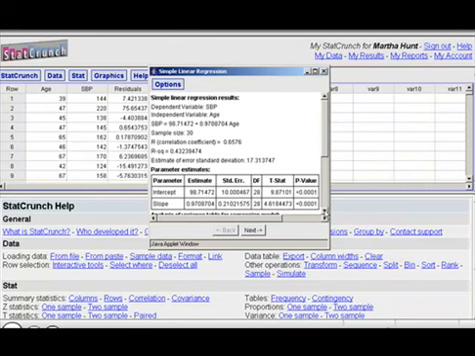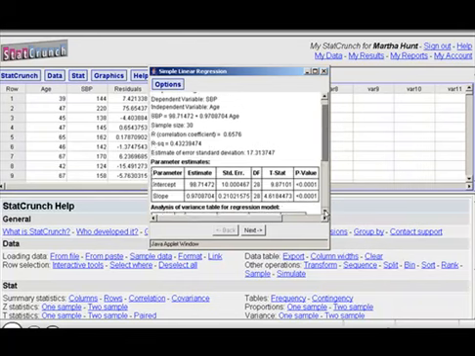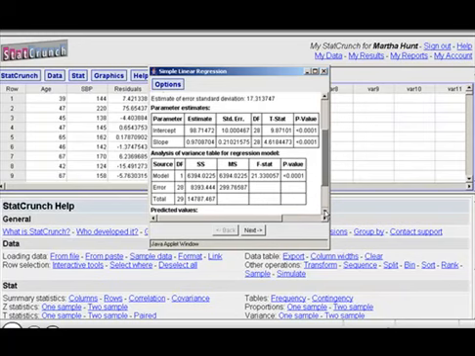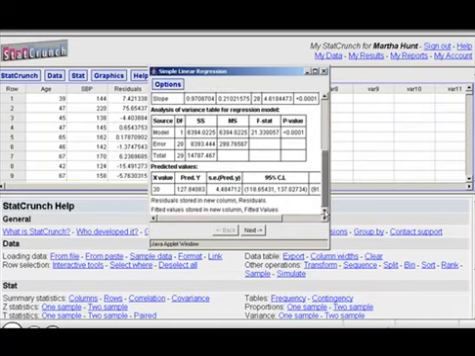Almost all of the rest of this information is not relevant for this course. However, if you look down at the bottom table, you will see that a 30-year-old person would be expected to have, or predicted to have, a systolic blood pressure of about 127 or 128. All of this information, of course, could be exported by hitting the Options button.